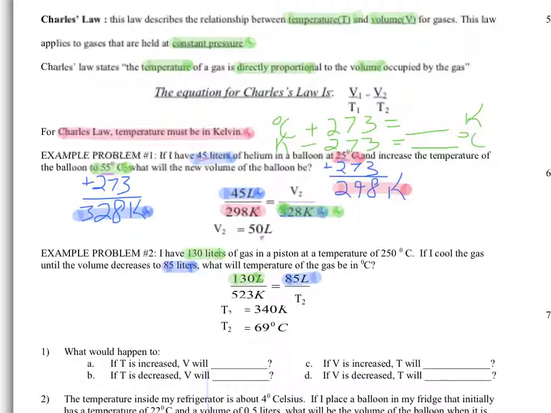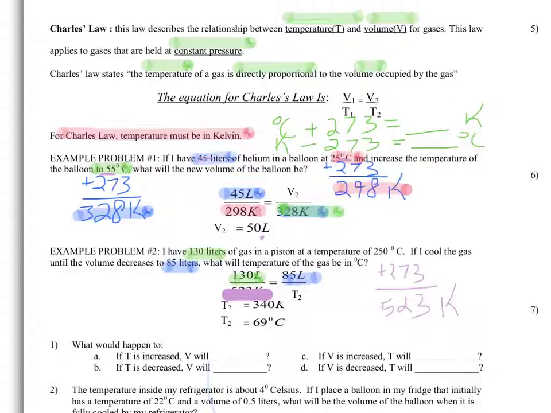I plug that in. In order to plug in my temperature, I need to change my unit. It must be in Kelvin. So plus 273. I get 523. My unit is Kelvin. I plug that in. Remember that goes with my 130. When I calculate this, I get 340 Kelvin.